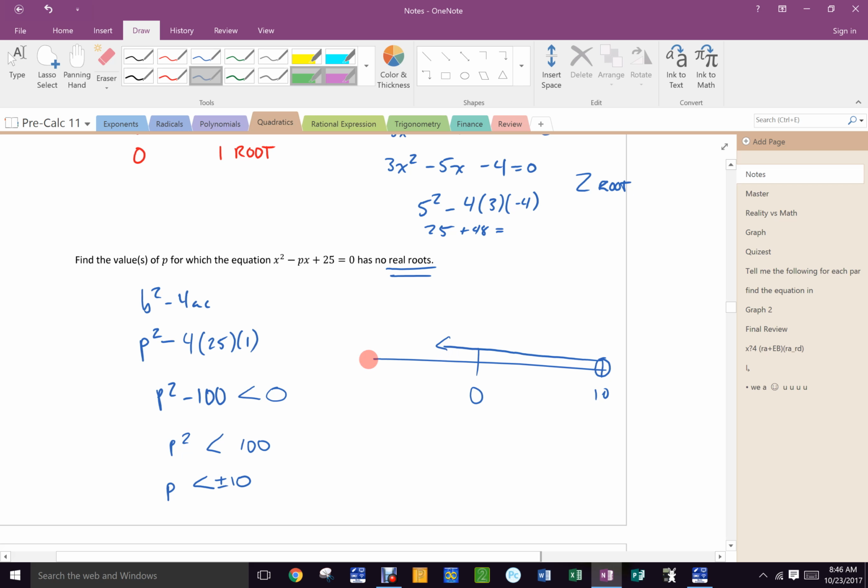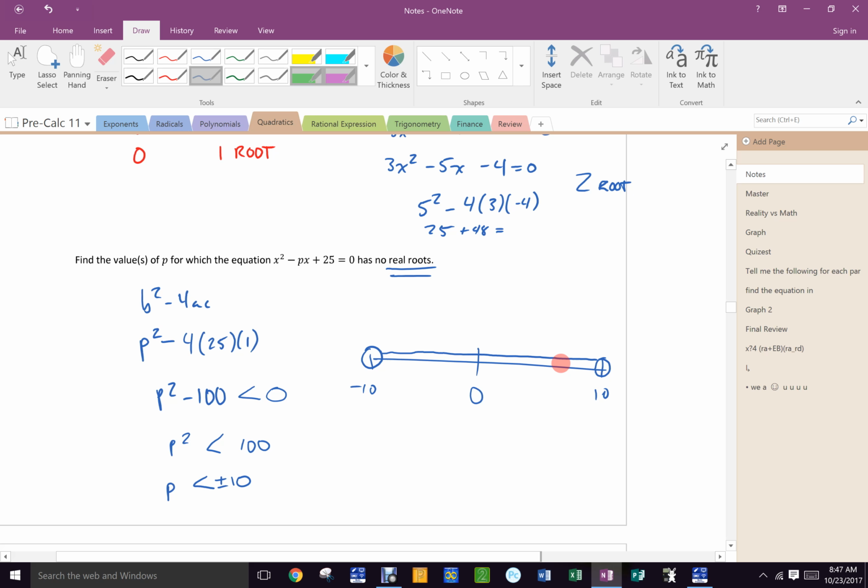But what happens when we get to negative 10? I can't use anything past negative 10, can I? Can I use negative 10? No. So that's got to be another open circle, doesn't it? So the right answers can only be in this space.